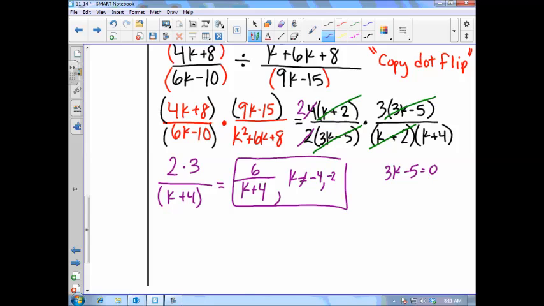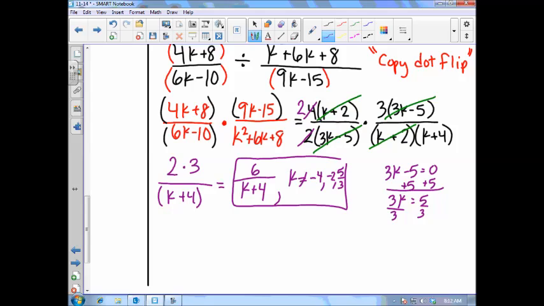Basically, we're saying it equal to 0. 3k minus 5, if we solve for k, divide by 3, which means k can't equal 5/3. So remember to go back to those factors. Wherever there's a variable, you have to make sure the factor doesn't equal 0. So division is the same, except we do a copy dot flip at the beginning.